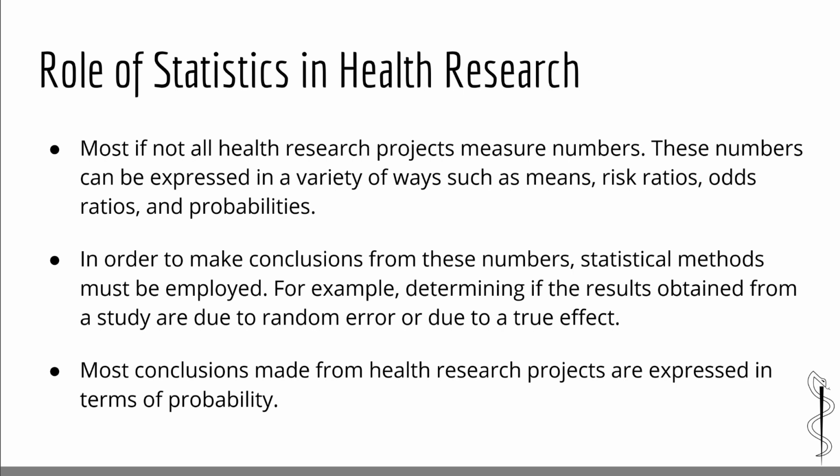Most, if not all, health research projects measure numbers. These numbers can be expressed in many different ways, such as means, risk ratios, odds ratios, and probabilities. In order to make conclusions from these numbers, statistical methods must be employed. For example, determining if the results obtained from a study are due to random error or due to a true effect. As we will soon learn, a large part of the reason for using statistics in health research is to determine if the results obtained are due to random error or due to an actual effect. Another important thing to realize is that almost all of the conclusions made from health research studies are expressed in terms of probability.